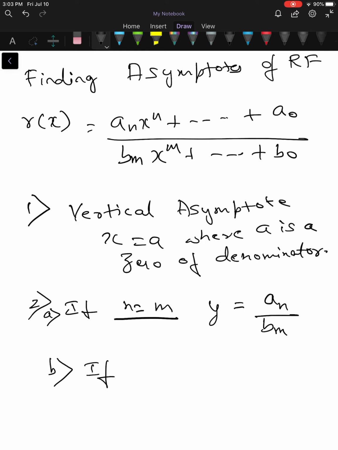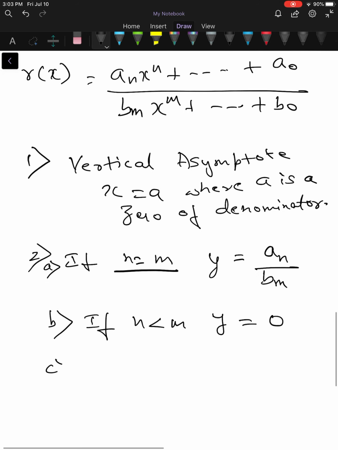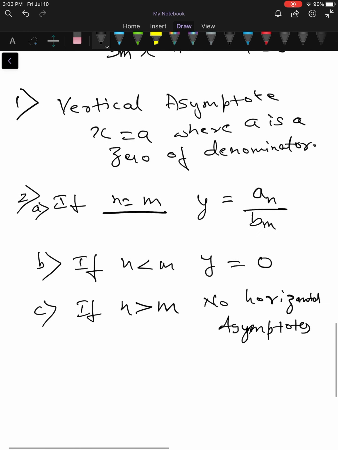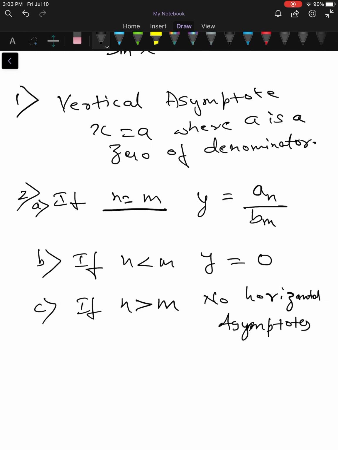That is for the case when the degree of both the numerator and the denominator are the same. So what happens if it is otherwise? If n is less than m, then y is nothing but 0. And if n is greater than m, then there are no horizontal asymptotes. So this is a very easy method. You need not always find a table of values and plot the graph and see where the graph is tending towards something. It is very easy to find horizontal as well as vertical asymptotes using these methods.